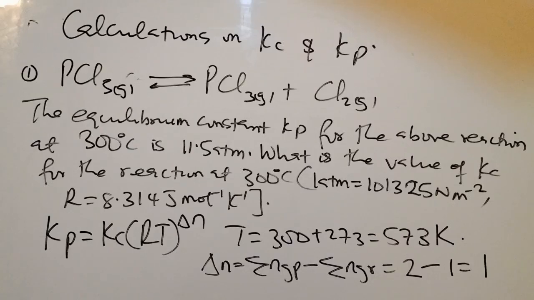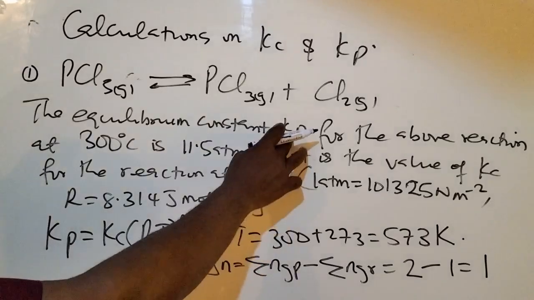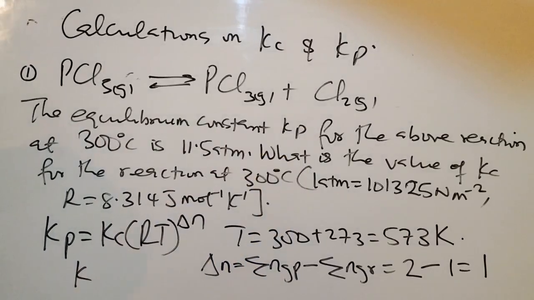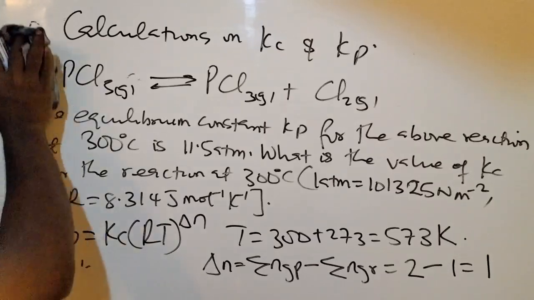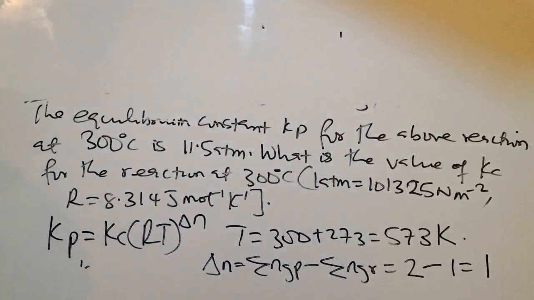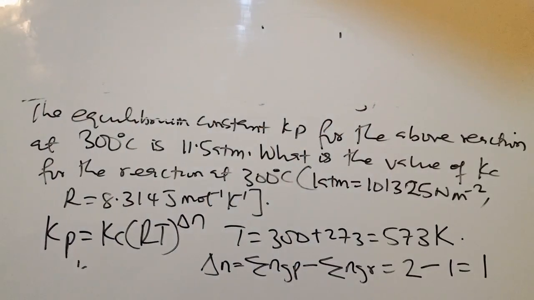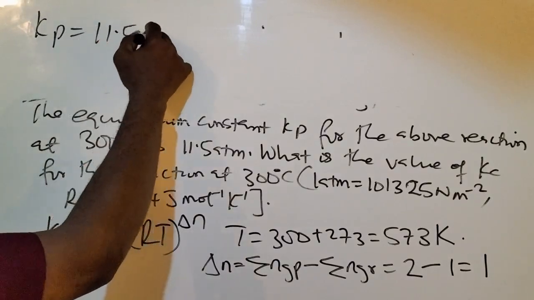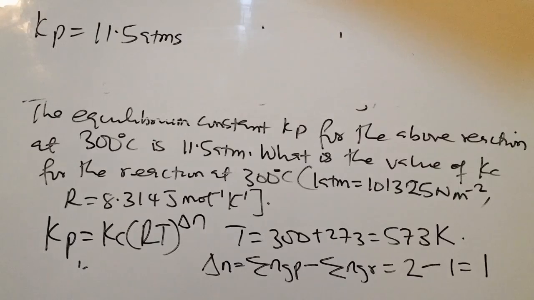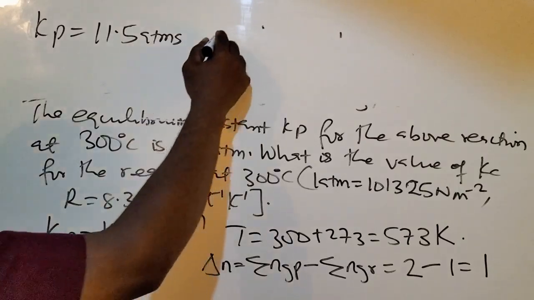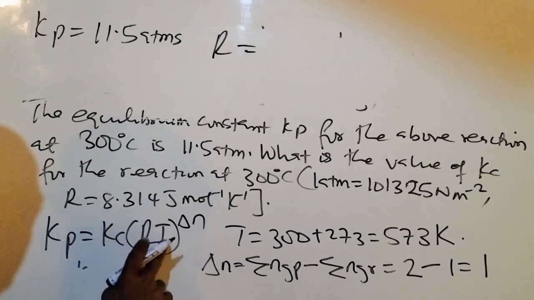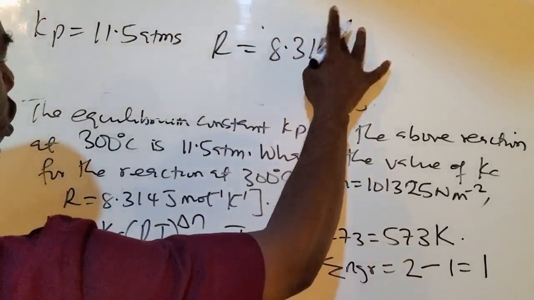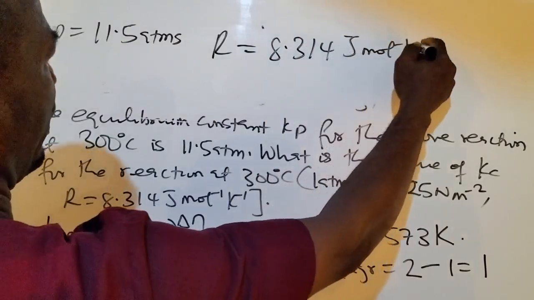So having done that, now let's look at the value of R given to us. Okay, let's look at the value of Kp given to us. We can write it on the upper side of the board. Our Kp is given to us as 11.5 atmospheres, the equilibrium constant with respect to partial pressure. The value of our R is 8.314 joule per mole per Kelvin.